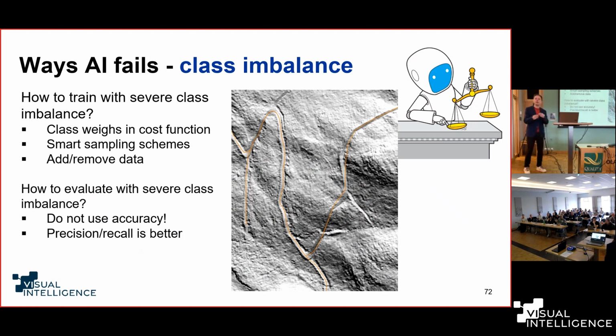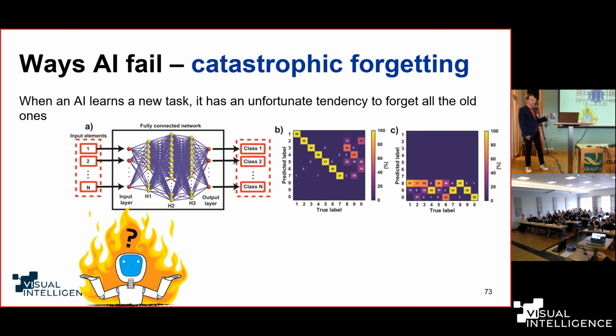Class imbalance is another thing that we often expose ourselves to. There are a lot more samples from one class than the other, so it's very difficult to make the machine learning algorithm understand that. You can try to weight them, or do some smart sampling scheme, adding or removing data. But it's not easy, and you should not use accuracy. Precision and recall are better, though that can also have some challenges. Another thing is called catastrophic forgetting. If you learn one task and then try to learn another task, it forgets what it has learned previously because all the weights will be changed, and so it doesn't work anymore.